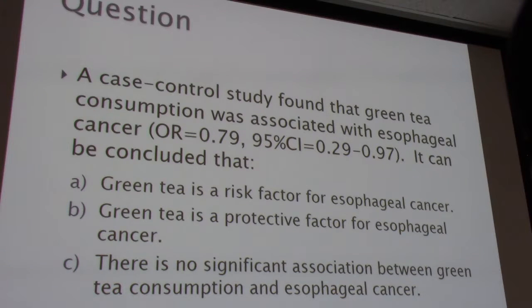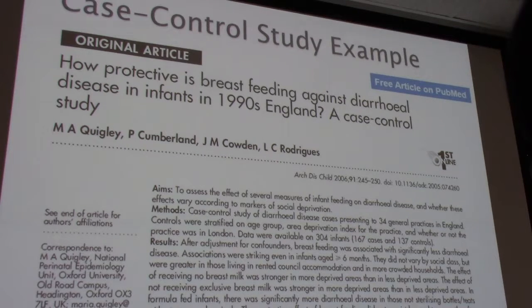Example 2. We have green tea and esophageal cancer, odds ratio of 0.79. The confidence interval is shown there. So would this be evidence of a risk factor, protective factor, or no association? Protective, yeah. So the odds are lower of getting cancer if you're drinking green tea, and it doesn't cross 1, so that's significant. Good. You guys are great.